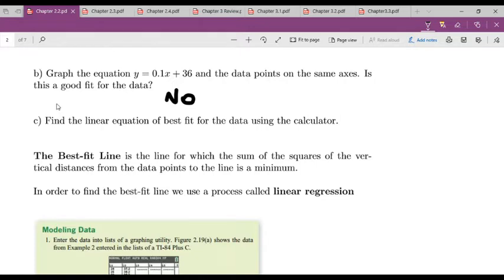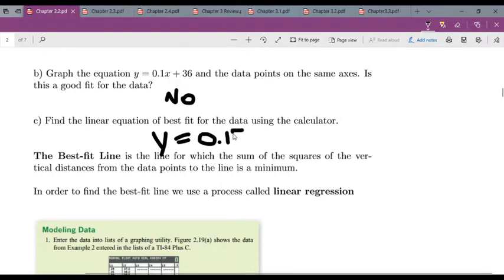Remember, it was, what was it? It was y equals 0.155x plus, and our b here was 34.28.